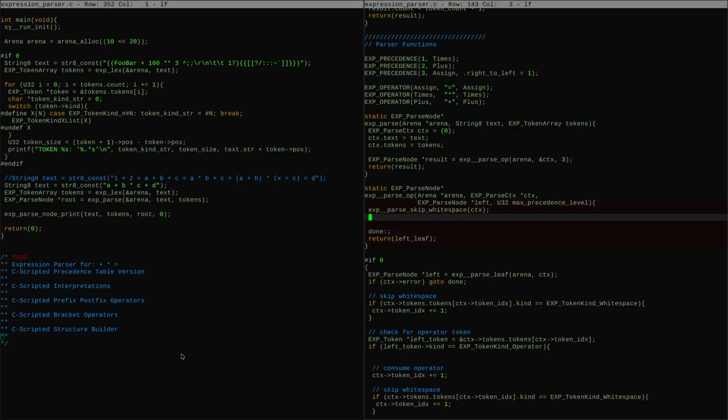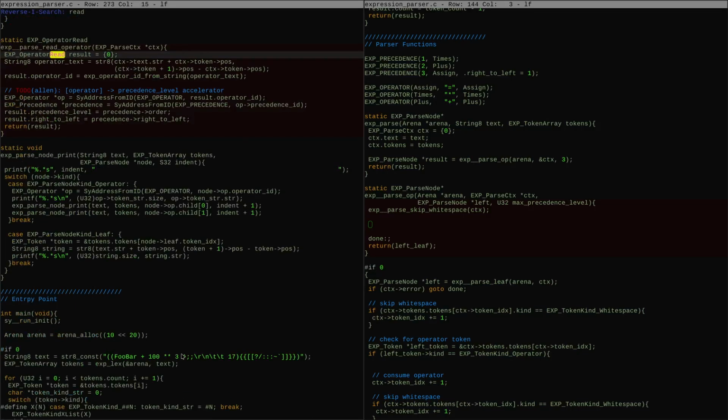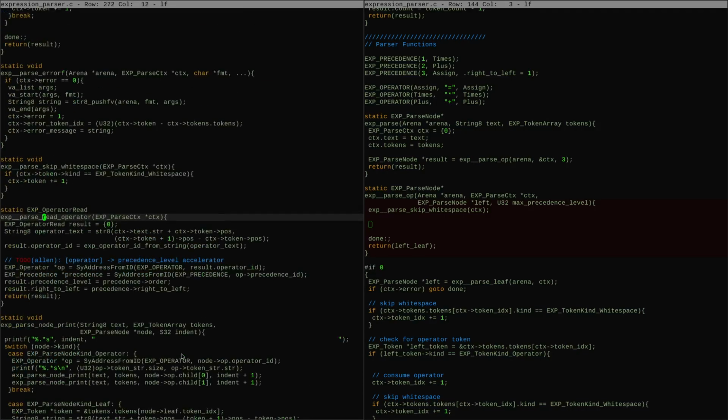Don't know how I ever found it before, but let's play with it a bit and see if I can build it now. So skip white space. We need to read an operator. This whole part sucks so much. Precedence level needs to be known. Whether it's right to left needs to be known. Yeah, it's fine for now.